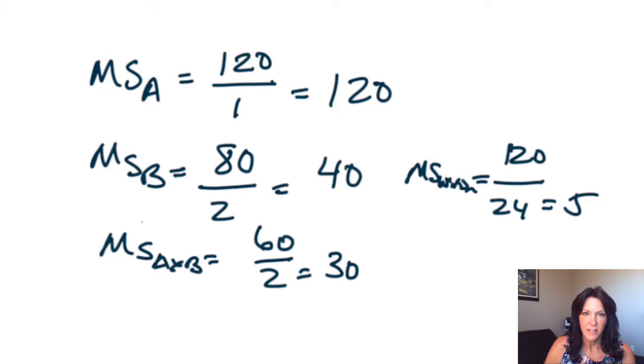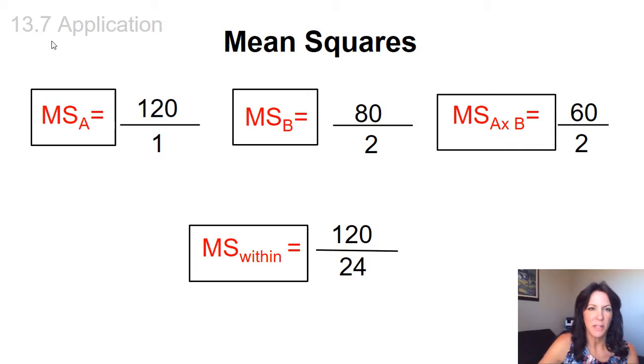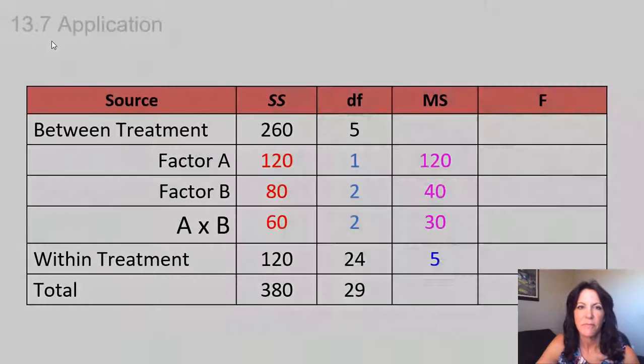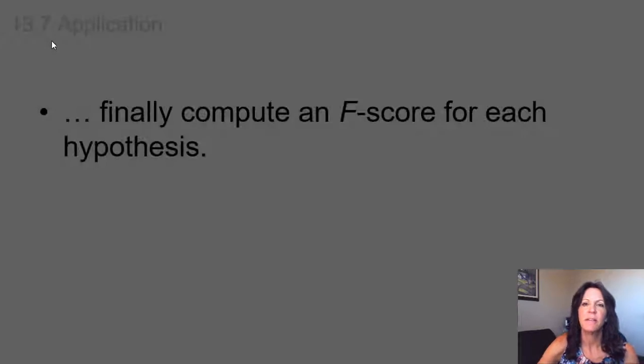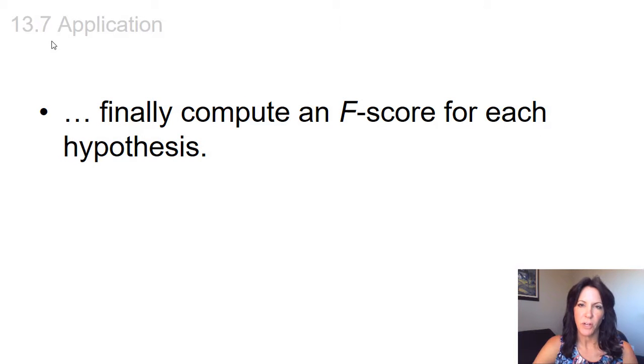All right, so now we have our mean squares. That's all we need for our F calculations. But first, here's a reminder of what we just did. We took the sums of squares divided by the degrees of freedom for each of these 4 different calculations. All right, I've plugged everything we need into the table, and now the last step is going to be to compute an F score for each of the hypotheses.